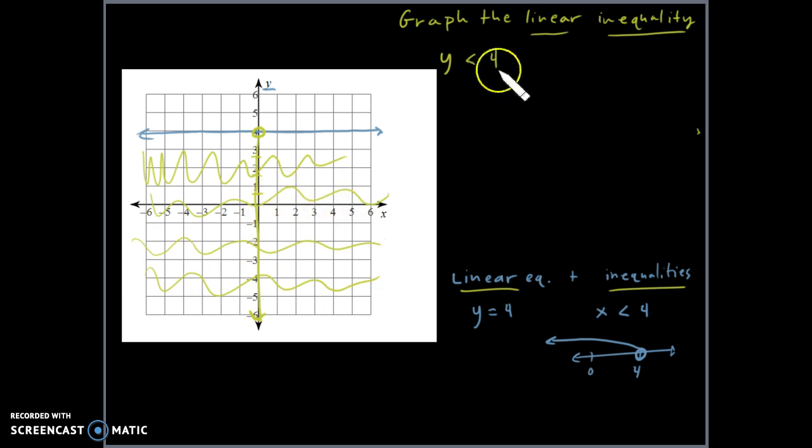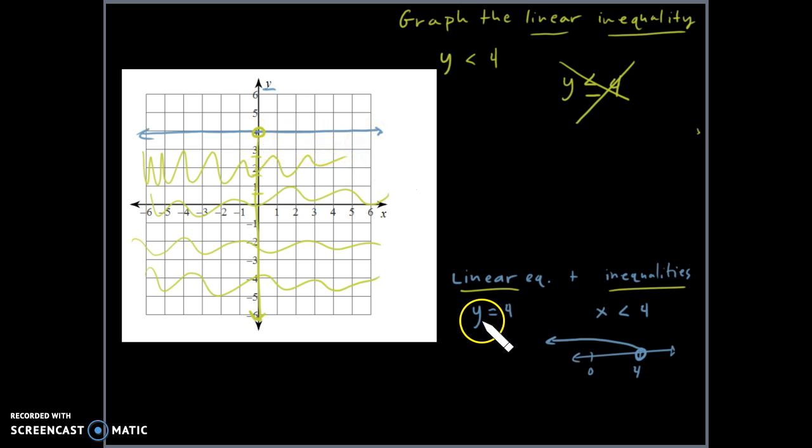Now 4 itself, is 4 itself included? No, it's not. If it was, it would be y is less than or equal to 4. But it's not. So 4 itself is not included. So instead of having an open dot, because we're graphing a line, we need to figure out how to represent that based on our line.